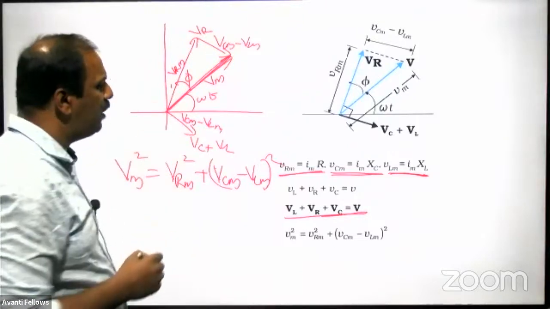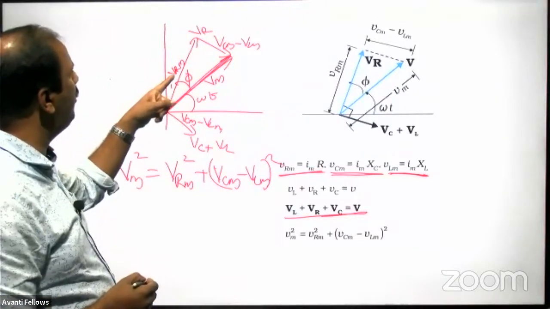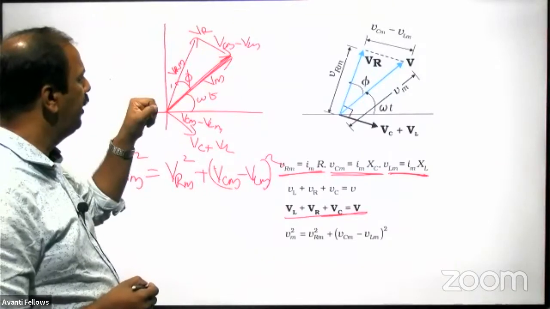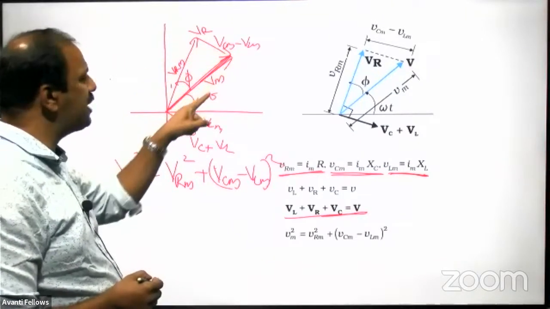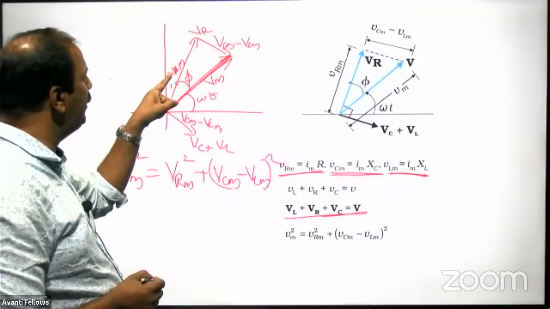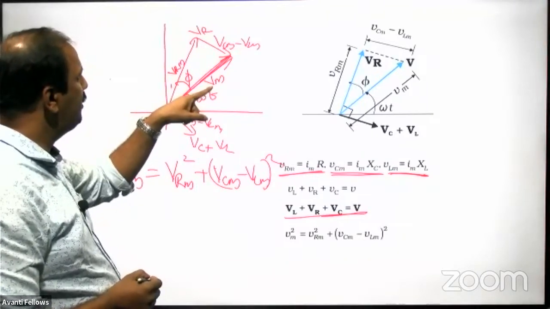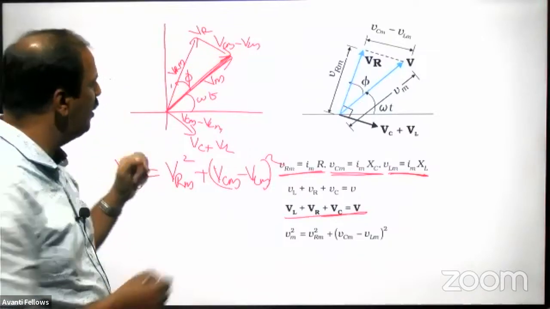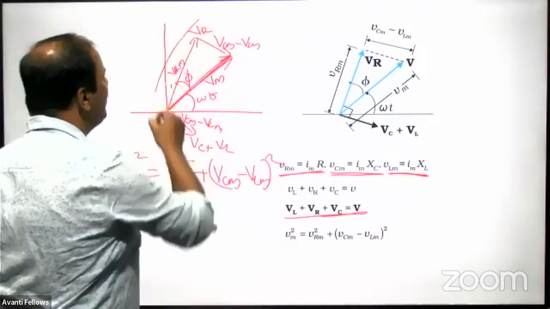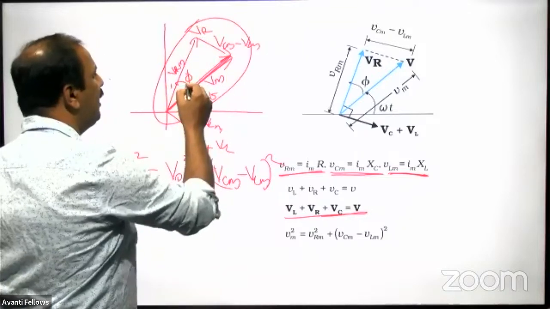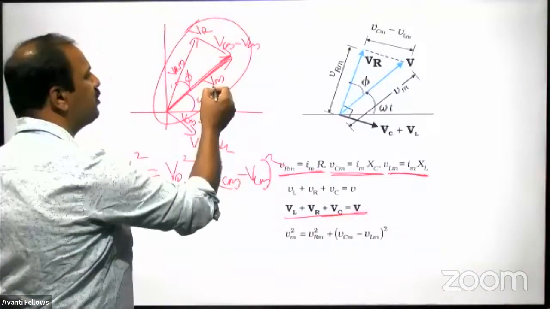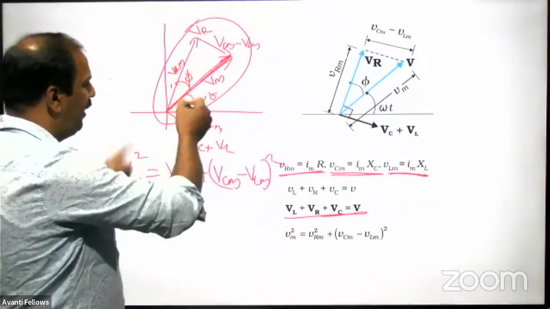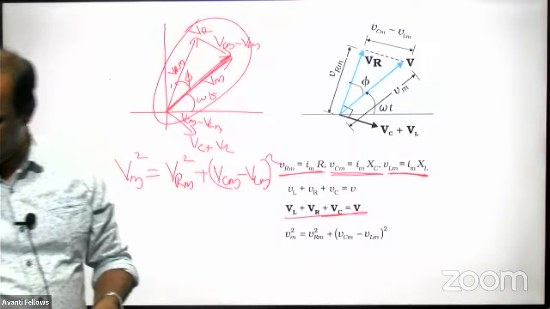Now you see here, if you take the previous slide, we have a triangle. So what are the sides of this triangle? One side will be VRM, another side will be VCM minus VLM, another side is VM. If you want, you can divide all these by I. So this side will become Z, this side will become XC minus XL, and here it will become R. So you just remember this triangle. Here angle phi is there, this hypotenuse is VM, and this side is VRM. This triangle we are going to redraw again.